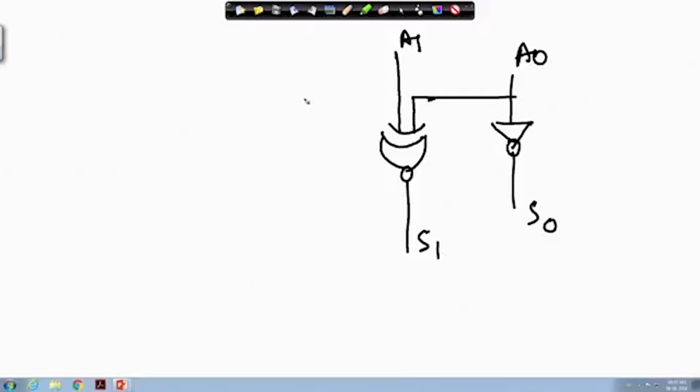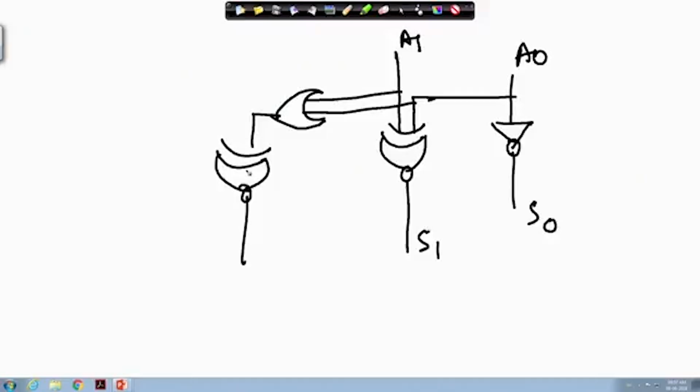Okay. So, then what is there? I need an OR gate. In the incrementer I was needing an AND gate, but here I need an OR gate. This is A2, which is ORed with A1 and A0, and that is XNOR with A1 plus A0.